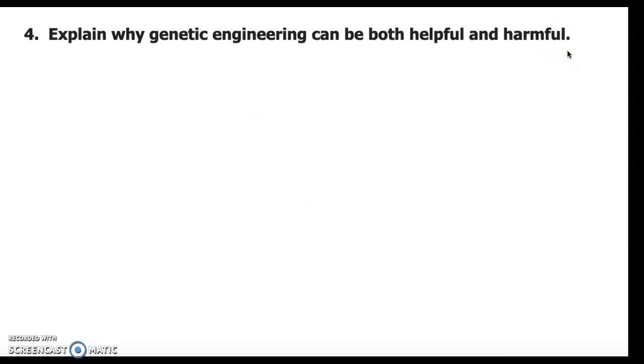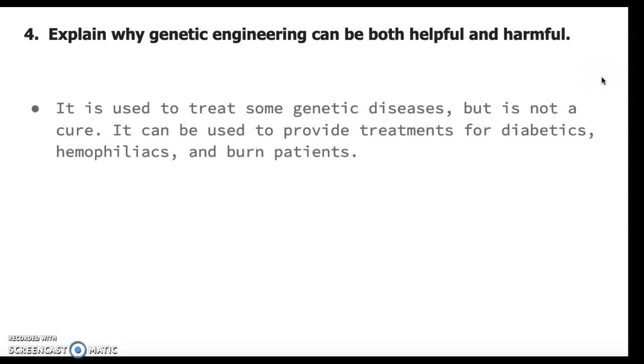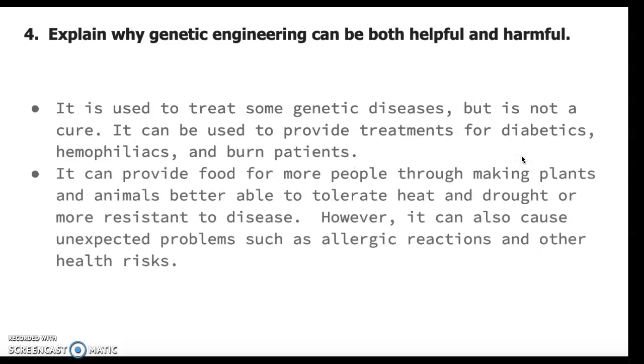Alrighty, and number 4, explain why genetic engineering can be both helpful and harmful. So it is used to treat genetic diseases but not cure them. It can be used to provide treatments for diabetics, hemophiliacs, and burn patients. It can provide food for more people by making plants and animals better able to tolerate heat and drought or be resistant to disease. However, it can also cause unexpected problems such as allergic reaction or other health risk.